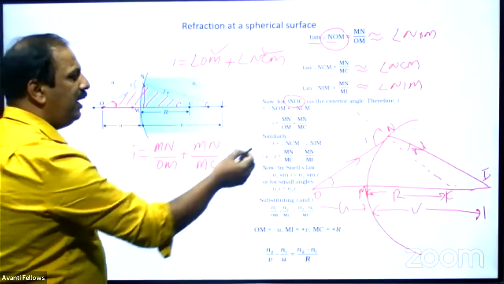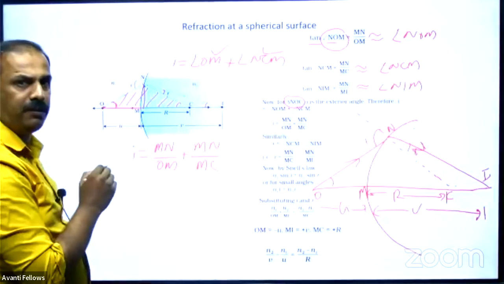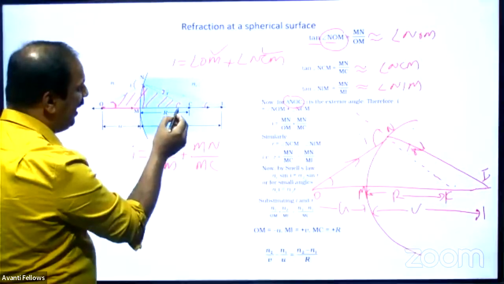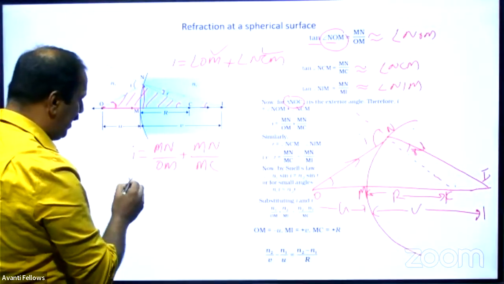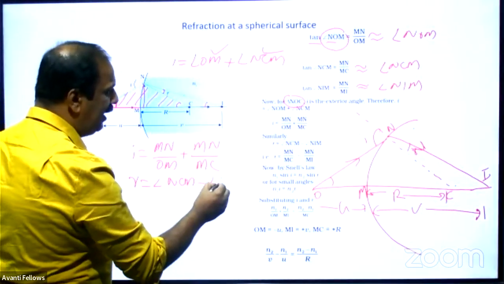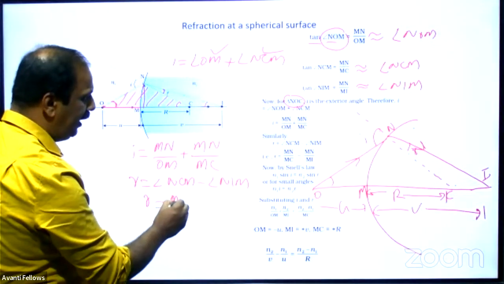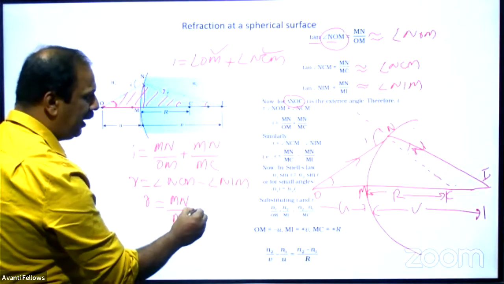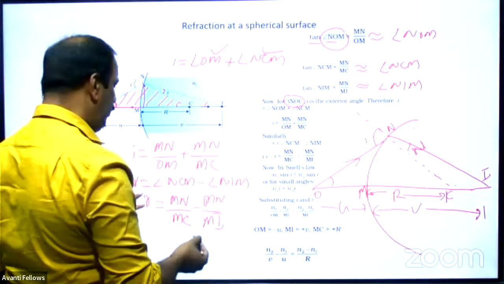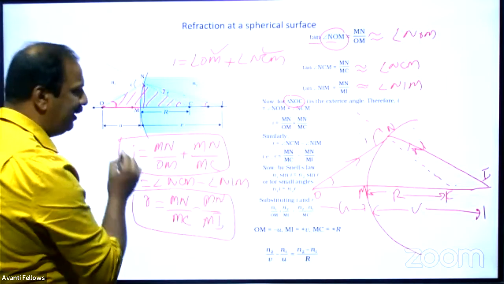That's all. Similarly, we have to find out R. That is this R. For this triangle, this exterior angle should be the sum of these two. So if you take like that, you will get R is equal to angle NCM minus angle NIM. So this angle R is equal to MN divided by MC minus MN divided by MI. Like this you will get an equation for angle I, and for R we will get another equation.